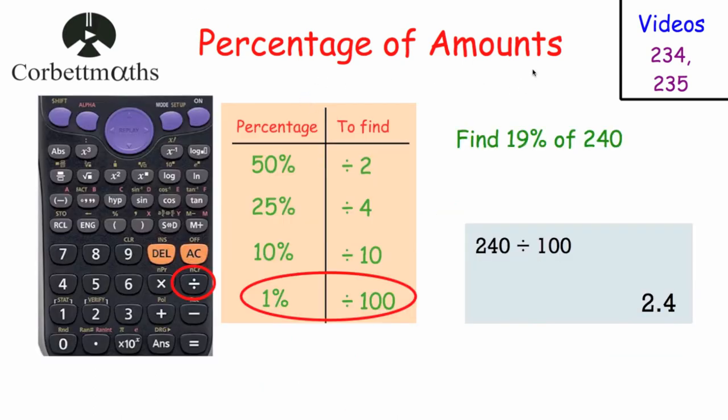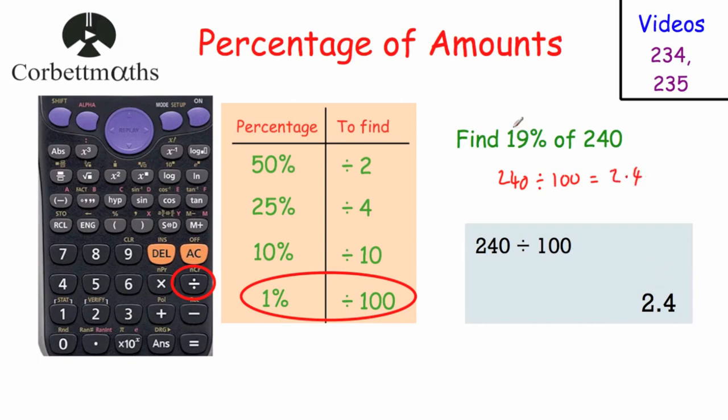So whenever we find a percentage of amounts with a calculator, there's two common approaches. One of them is to find 1% and then multiply by the percent you want. So for instance, if we were asked to find 19% of 240, what I would do is I would divide 240 by 100 to find 1%. So I would do 240 divided by 100 to get 1%. And because it's a calculator, you can type in 240 divided by 100 and you get 2.4, so 2.4.